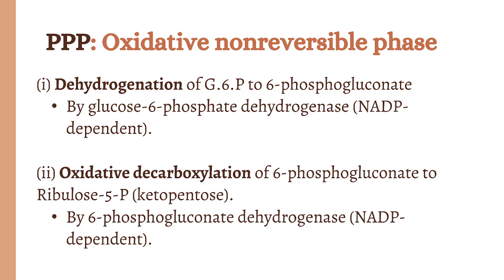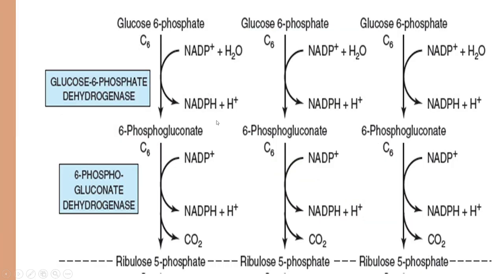The oxidative non-reversible phase of the pentose phosphate pathway starts with oxidation. In fact, it is a dehydrogenation of glucose 6-phosphate to 6-phosphogluconate, followed by oxidative decarboxylation of 6-phosphogluconate to ribulose 5-phosphate. Glucose 6-phosphate is dehydrogenated to 6-phosphogluconate. NADP is reduced to NADPH.